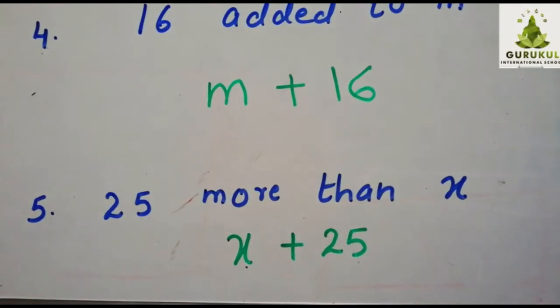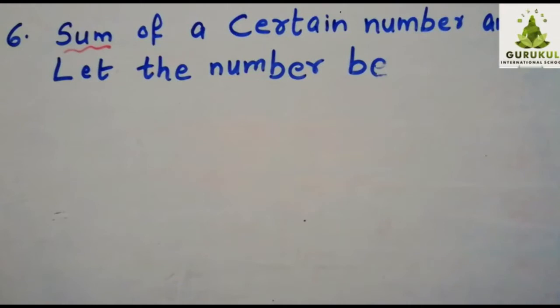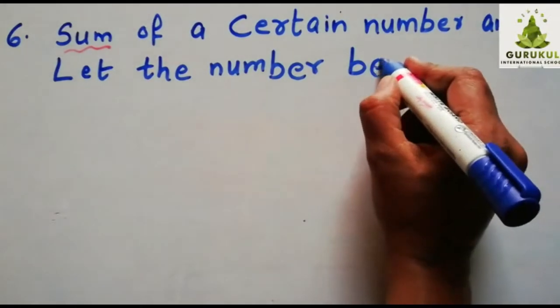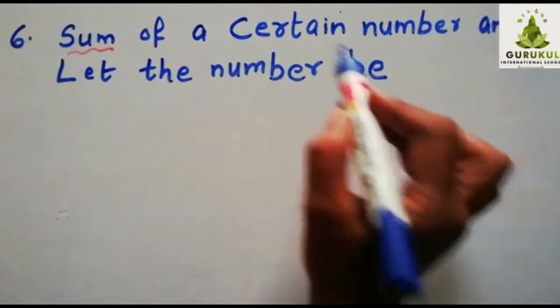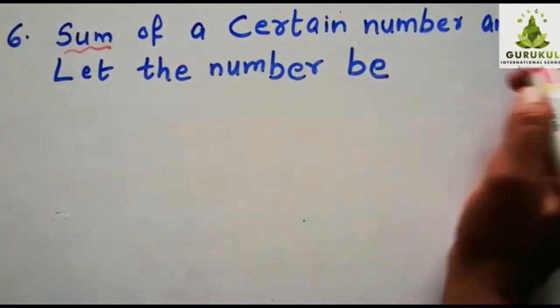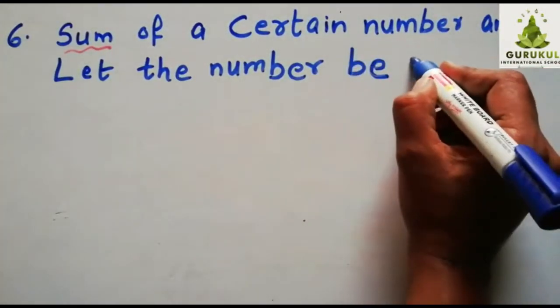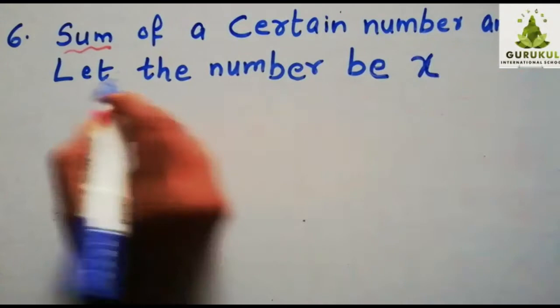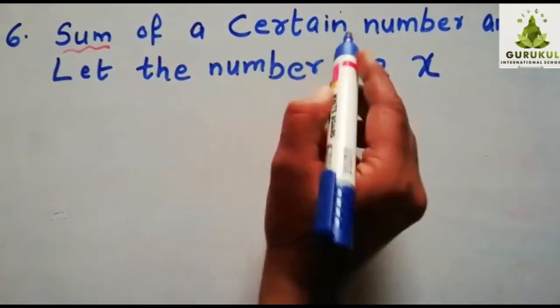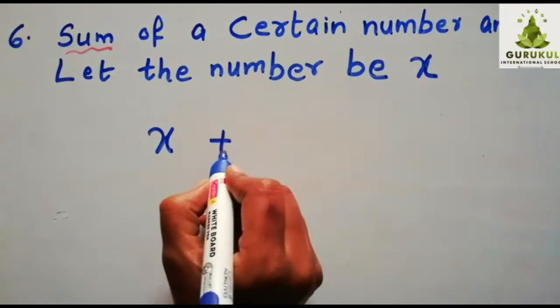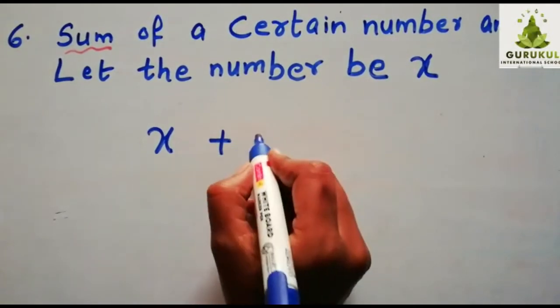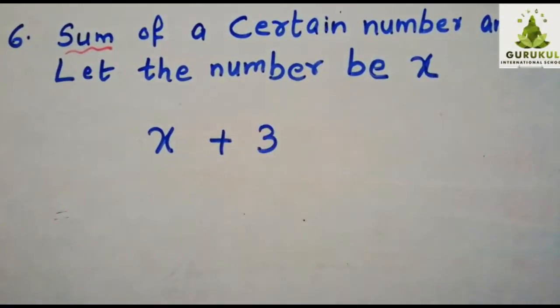Now next one, sixth one. Now this one is a textbook question. Sum of a certain number and 3. Now we will take, let the number be x. You can take any variable name because you don't know that certain number. It's given sum of a certain number and 3. So let the number be x. So what is our sum of a certain number? So you have to add sum of certain number and 3. Is this clear to you?